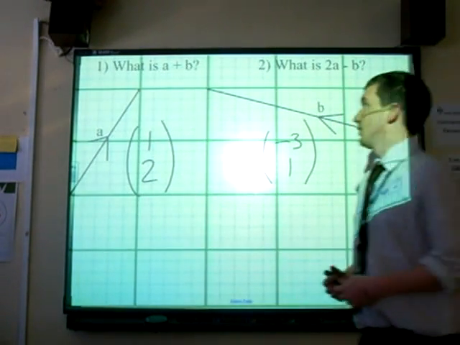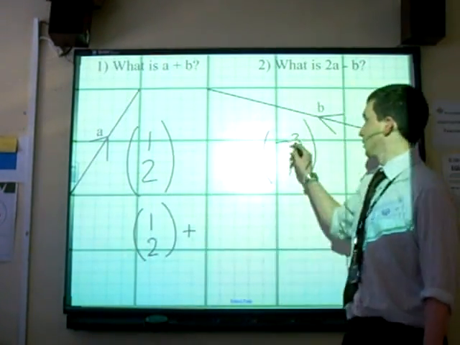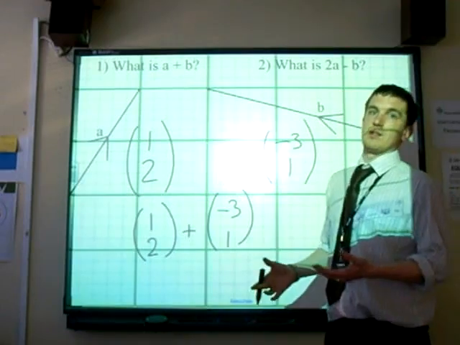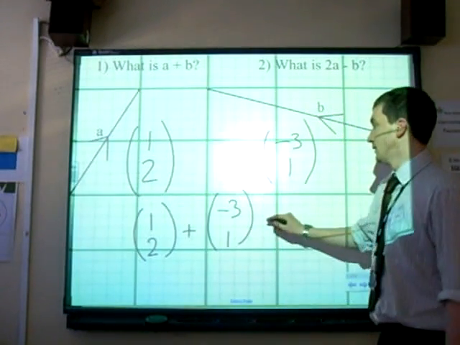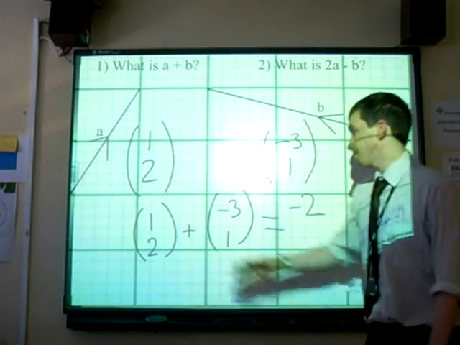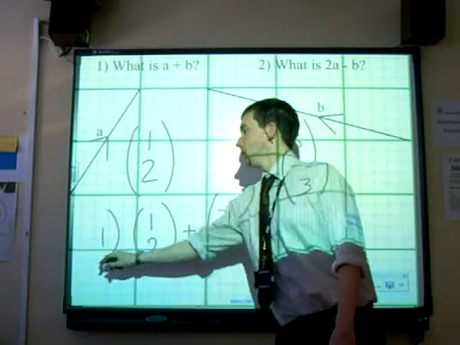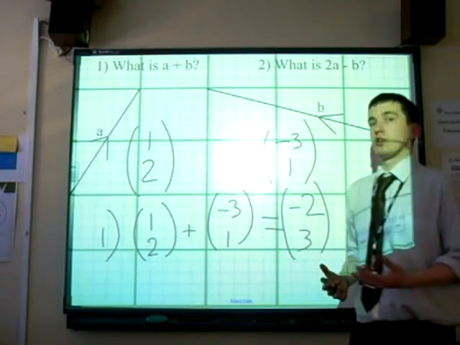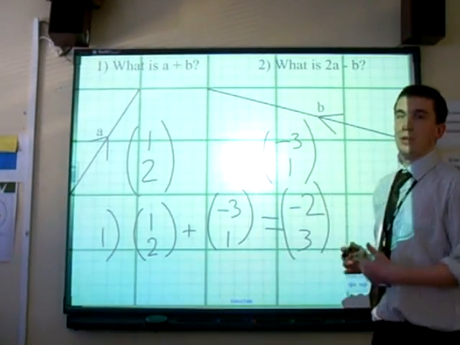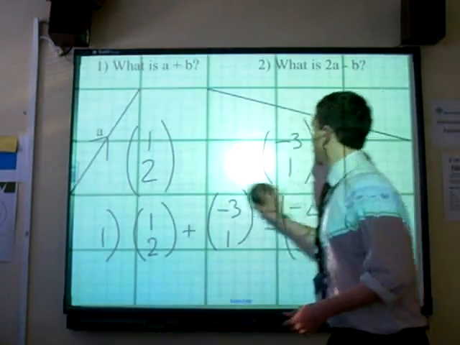So A plus B, this one's not too bad because we're just doing (1, 2) plus, and then in this bracket (-3, 1). Now we're going to assume that if you're doing vectors, we know how to do pluses and minuses together. So 1 plus -3 is -2, 2 plus 1 is 3. So your answer for question 1 is (-2, 3), and you could draw that vector as well. Pick a point, -2 to the left, so drawing left, 3 up, and you could draw the resultant vector as it would be called. Just rub that out, so we can do question 2.